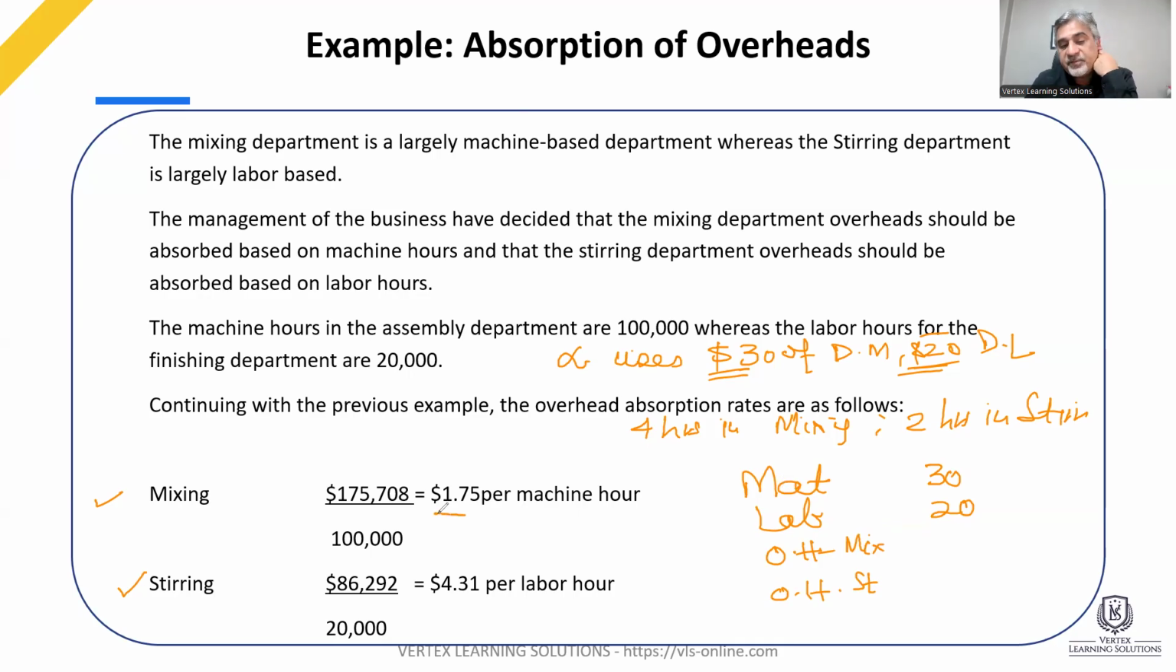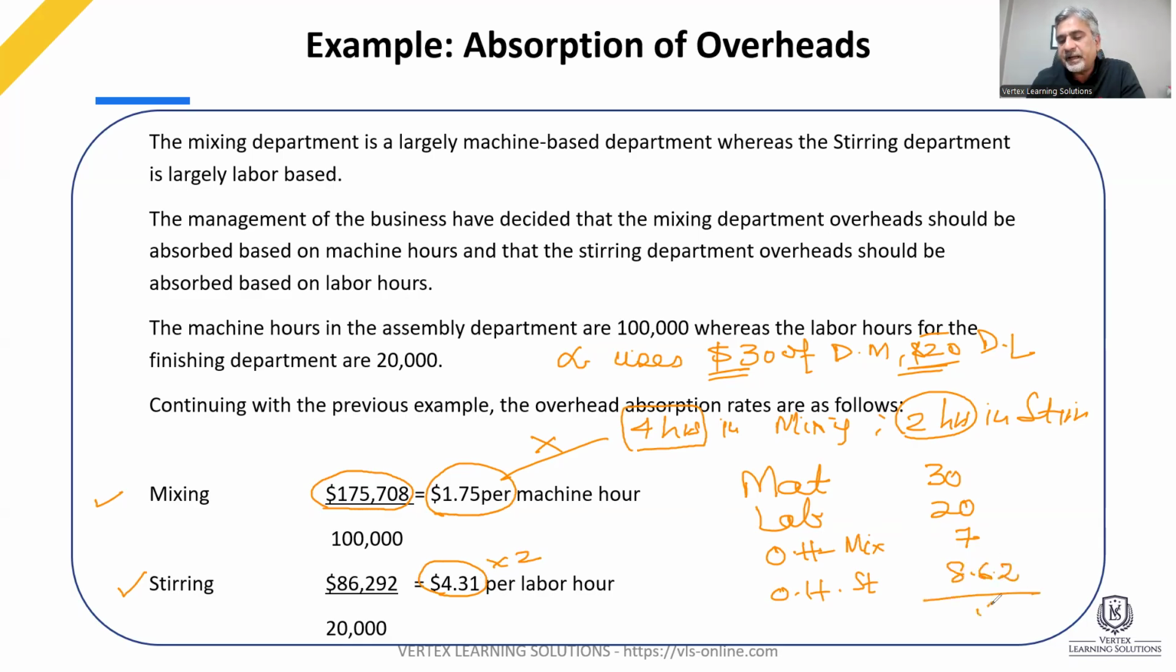So the mixing department has $1.75 per machine hour. So how many hours are used? 4. So 4 hours multiplied by 1.75, that's $7. So out of this $175,000, $7 is charged, transferred to making 1 unit of Alpha. And then how much is the stirring overhead? In stirring, it says that you use 2 hours. So you've got 4.31 and you multiply it by 2 hours. 1 hour is 4.31, so that makes 8.62.